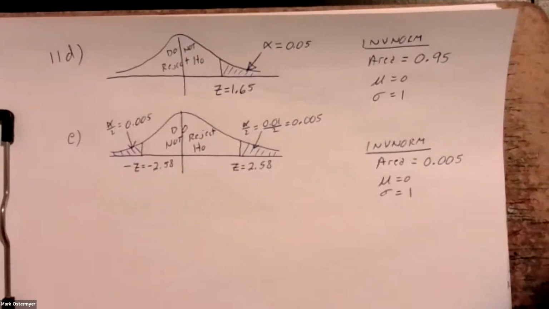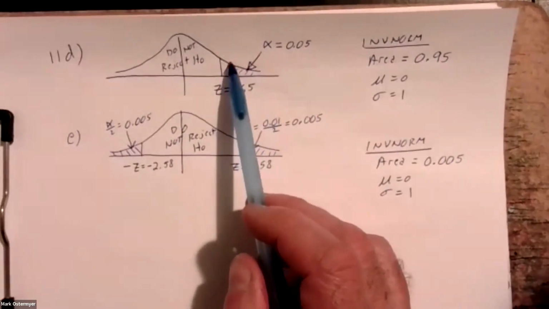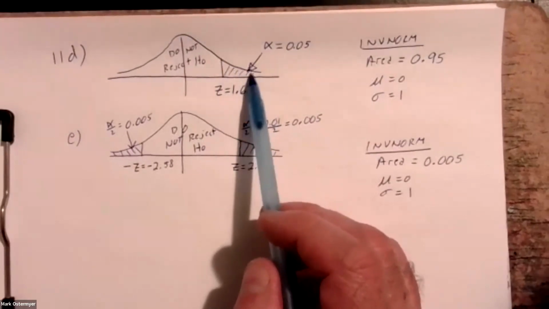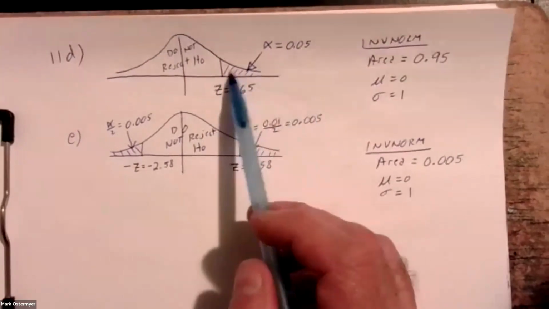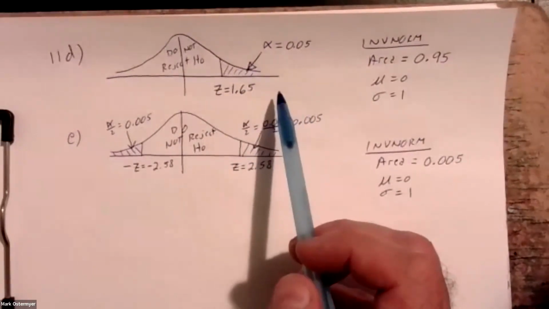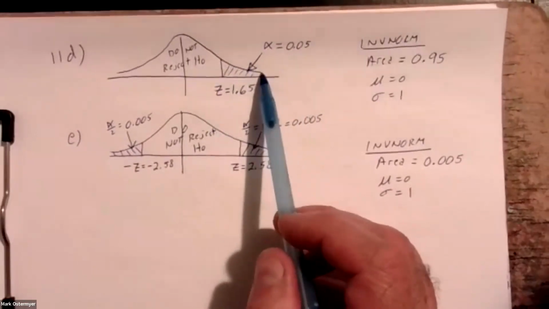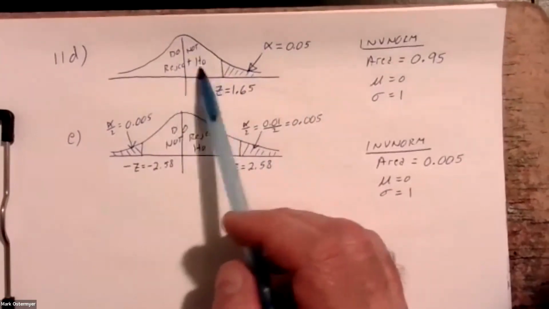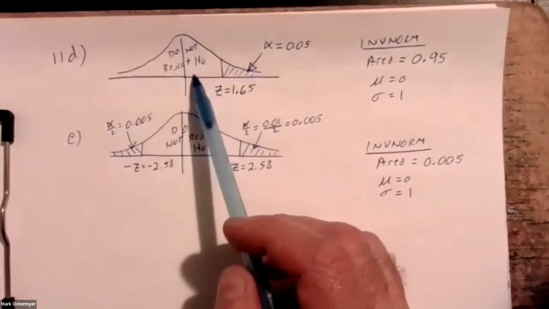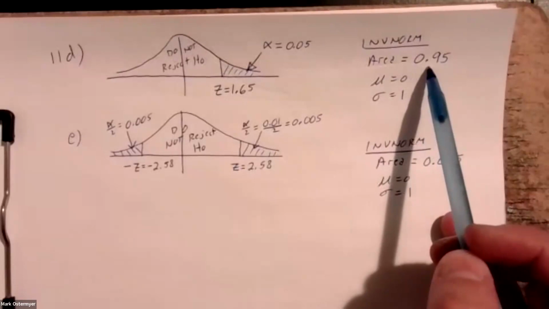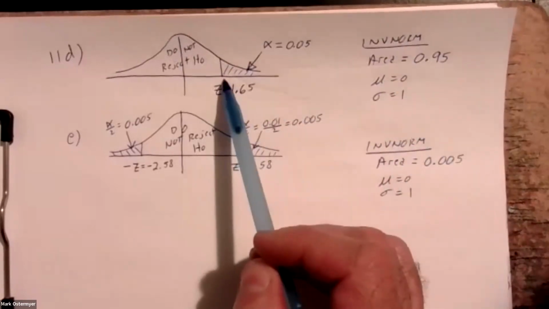Okay, so for 11D, they wanted you to find the critical Z value for a right tail test or upper tail test, where your level of significance is 5%. That means your rejection region of your null hypothesis is going to be in the upper tail of the standard normal distribution, and its size will be 5%, the level of significance. Therefore, to find this critical Z value that separates the upper tail rejection region versus the lower region, which is the do not reject null hypothesis region, use your inverse norm function and type in 0.95 for the area to the left of the Z value.